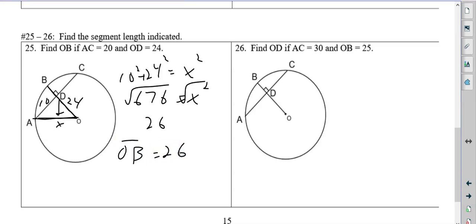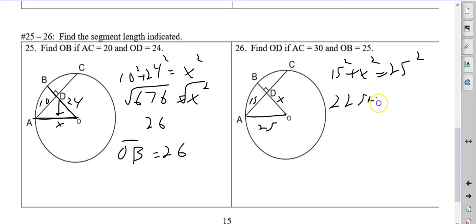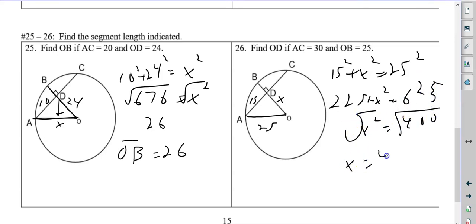All right, find OD if AC is 30, which means this is 15, and OB, which is the same as OA, is 25. So again, we're trying to find this. 15 squared plus x squared equals 25 squared. That's 225. That's 625. So x squared is 400. And we square root them both. X is 40. So OD is 40.